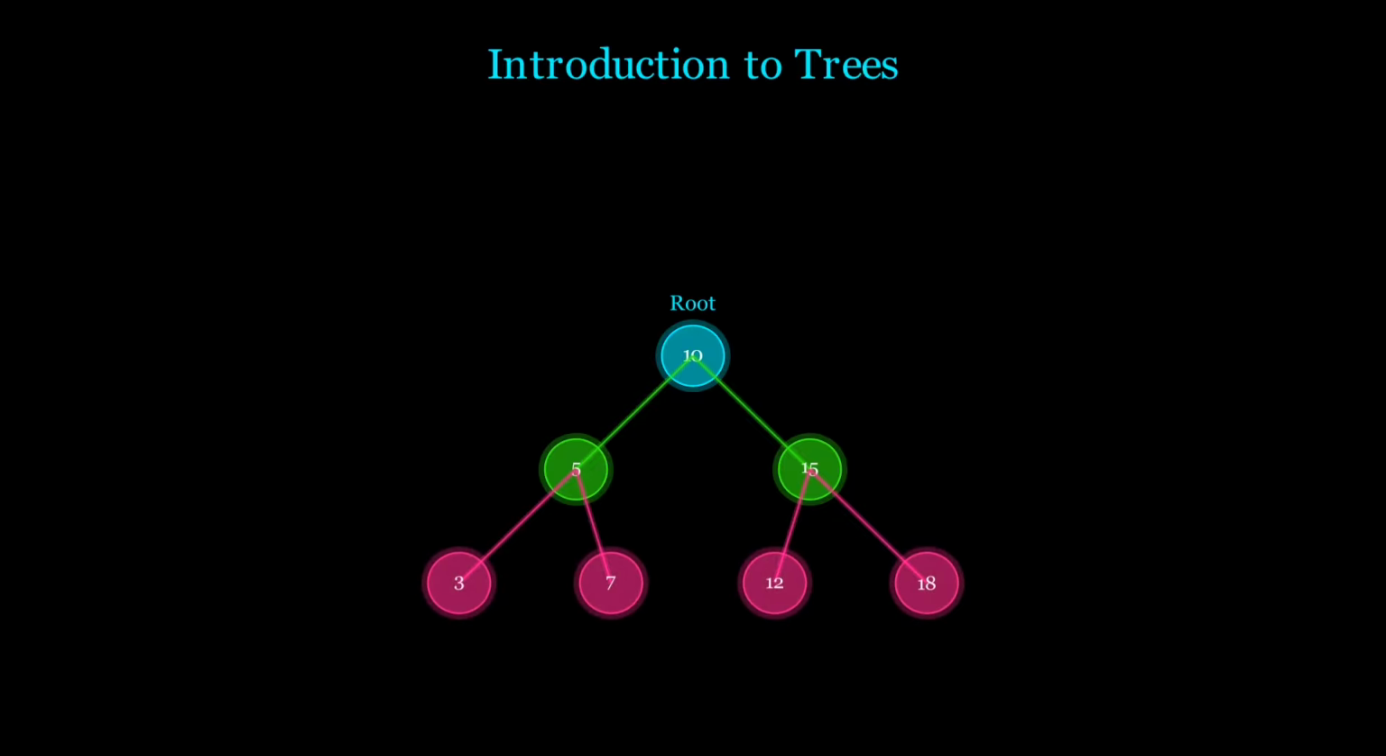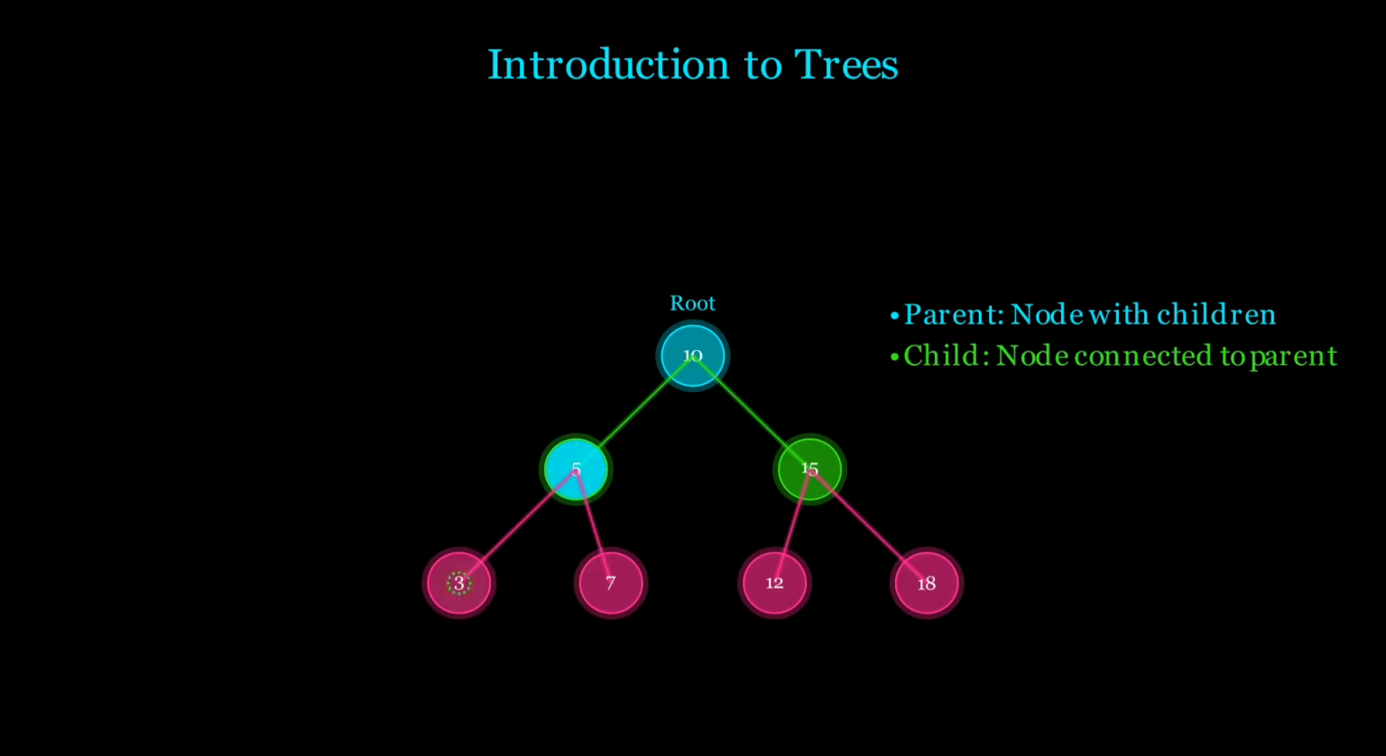Now let's break down some of the key terms used in trees. The first one is parent, a node with children. Then the child, a node connected to the parent. Next the leaf, a node with no children. Level, the distance from the root.